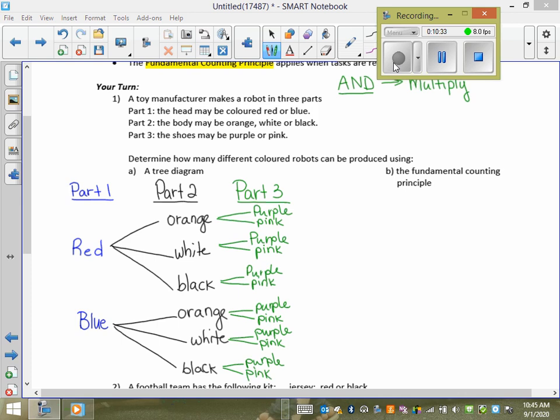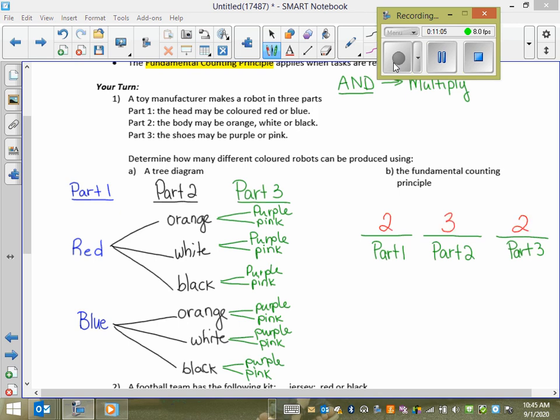So if we go to show the fundamental counting principle, we each have to choose 1 from part 1. We have to choose 1 from part 2. We have to choose 1 from part 3. If we had to choose more than 1 from each of those things, we couldn't use the fundamental counting principle. Okay? We have to use something else, which we'll learn later. So we have 2 options for part 1, 3 options for part 2, 2 options for part 3.